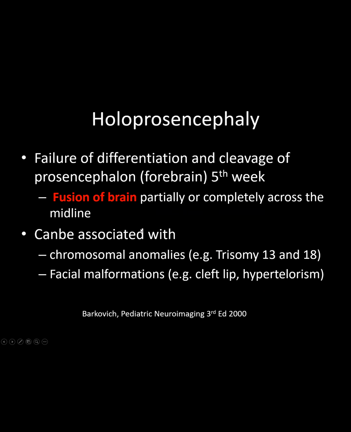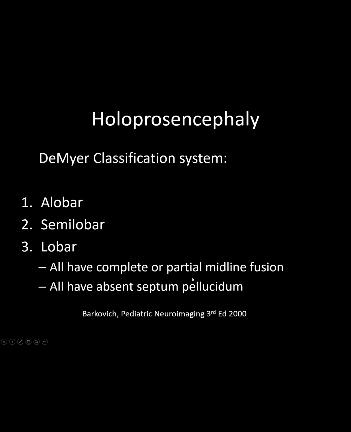Okay. So this is due to failure of differentiation and cleavage, which happens around the 5th week. It's a forebrain thing. It's not really a posterior fossa thing. And it can be associated with different chromosomal abnormalities like Edwards or Patau's, or I reversed that actually, I think. And very commonly when you have these cleavage anomalies, you also have abnormalities involving the midline of the face, like cleft lip, palate issues, and hypertelorism.